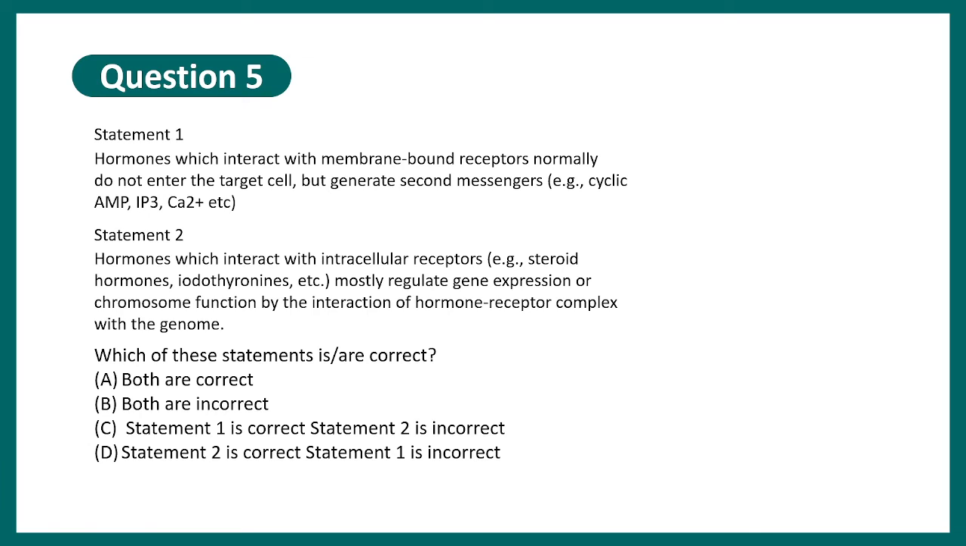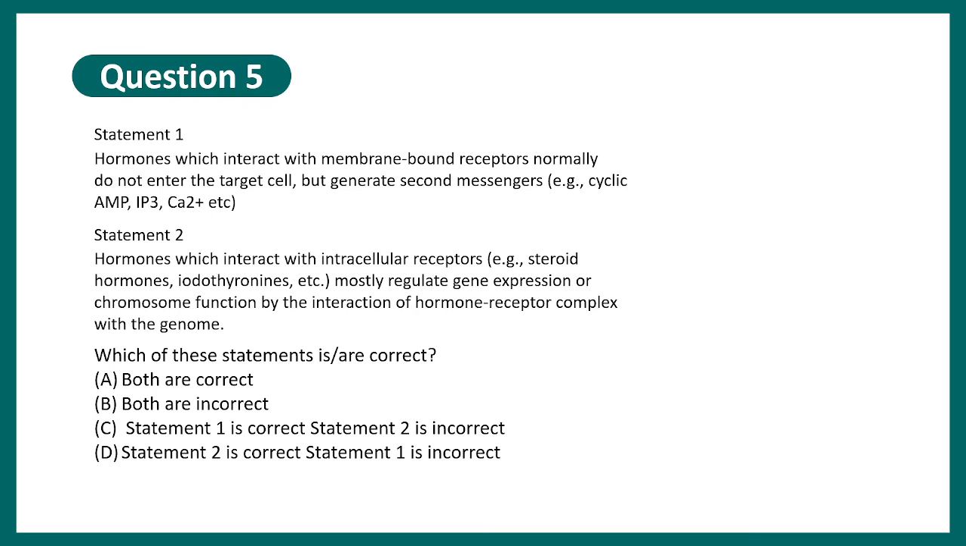Okay, question number 5. Question number 5 says there are 2 statements. We have to read the statements and understand whether it is correct or incorrect. Statement 1. Hormones which interact with membrane bound receptors normally do not enter the target cell but generate second messengers. Example, cyclic AMP, IP3, calcium, etc. Statement 2. Hormones which interact with intracellular receptors, example steroids, iodothyronines, etc., mostly regulate gene expression or chromosome function by interaction of hormone receptor complex with the genome. Which of these statements are correct?